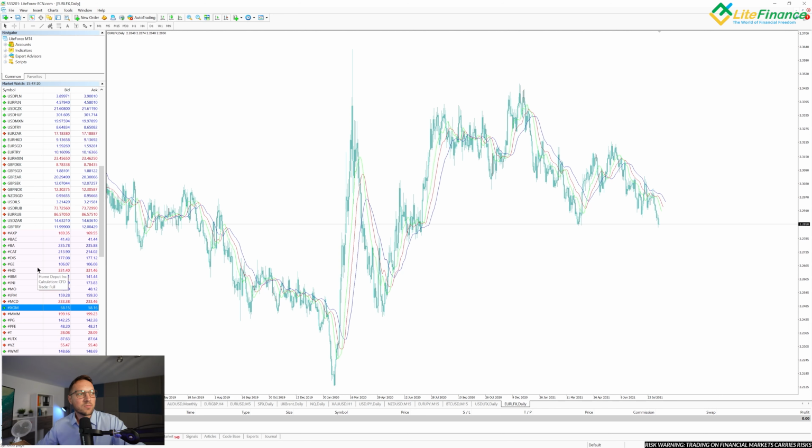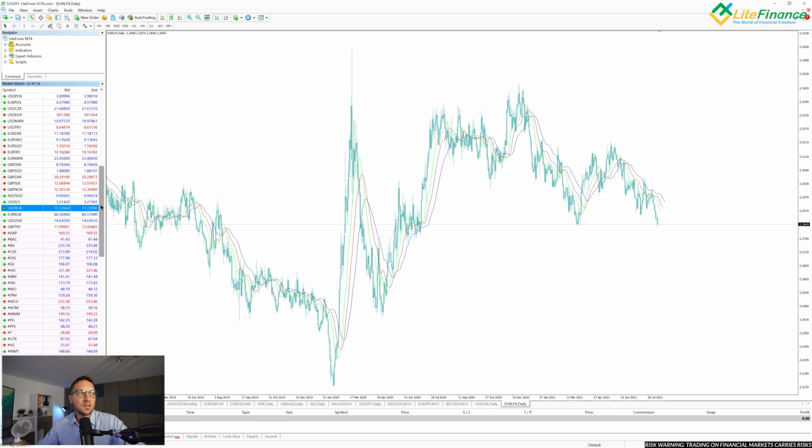On the left side, you have your market watch with all your assets available to trade. You need to click on the right mouse button, show all, and it will show you all the assets available to trade, and also those indexes, like currency indexes, which show you the strength of a particular currency against 6 major currencies.